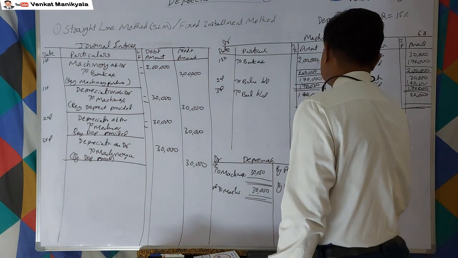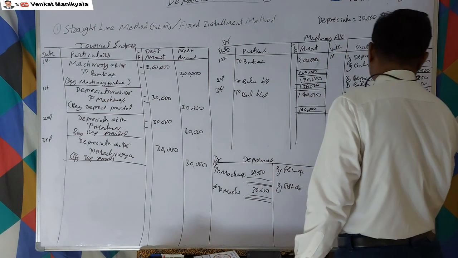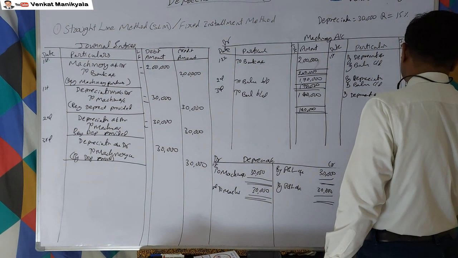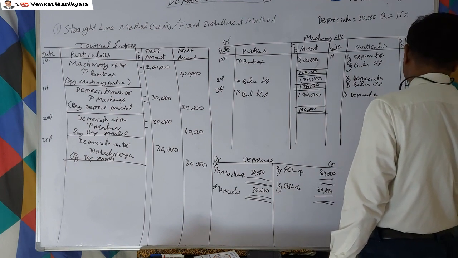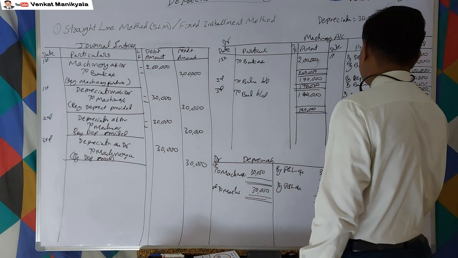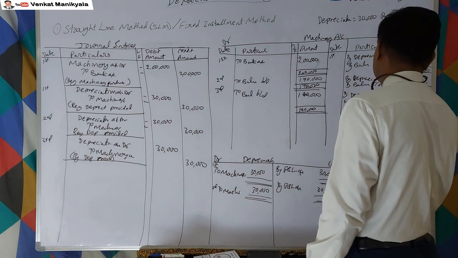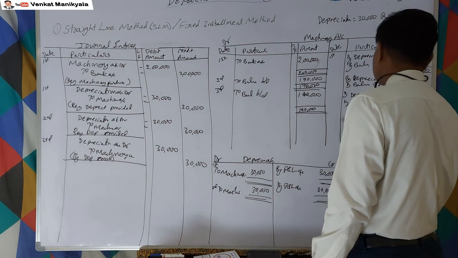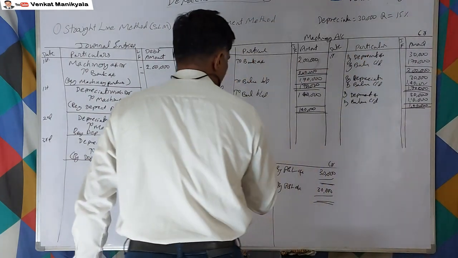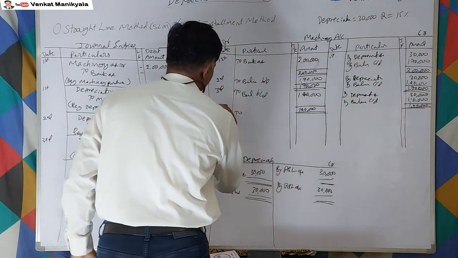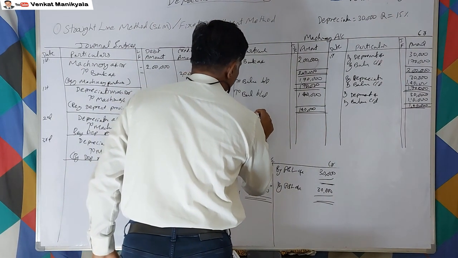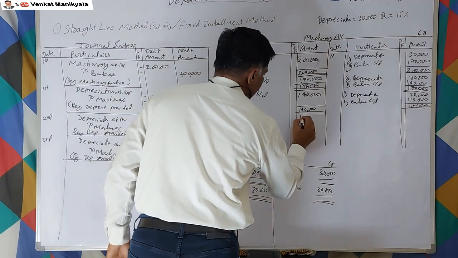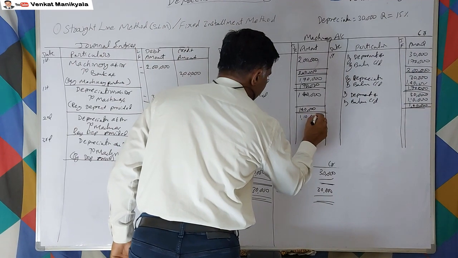One lakh 40,000 is in debit balance. Credit side also I am writing 1,40,000. So the balance is 1,10,000, right? So by balance carried down is 1,10,000. On the fourth year, balance brought down is 1,10,000, right?